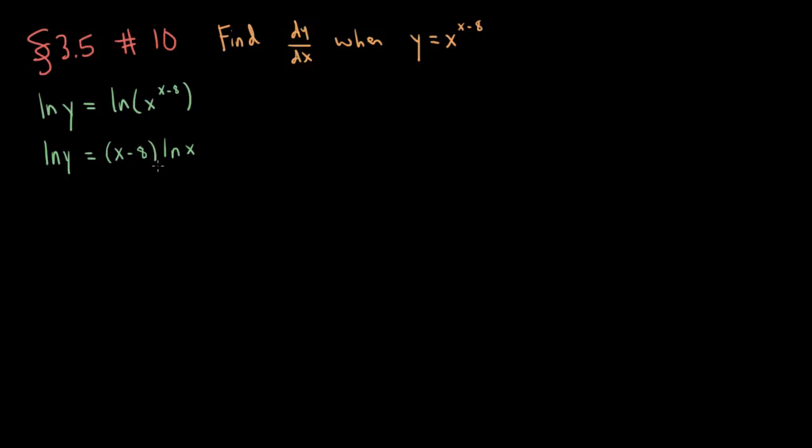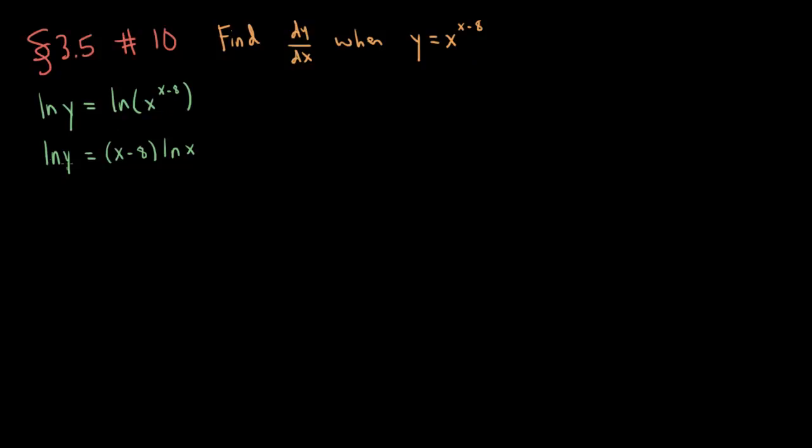Now you could distribute if you wanted to. It's not necessary. What I would do is just leave it how it is and take the derivative using the product rule. Like here's one function, x minus 8. The other function is natural log x, and use the product rule. Left-hand side is also easy to take the derivative of. So we're going to use implicit differentiation now. Even though our original function was explicitly defined, we're going to rearrange via logs and use implicit differentiation.